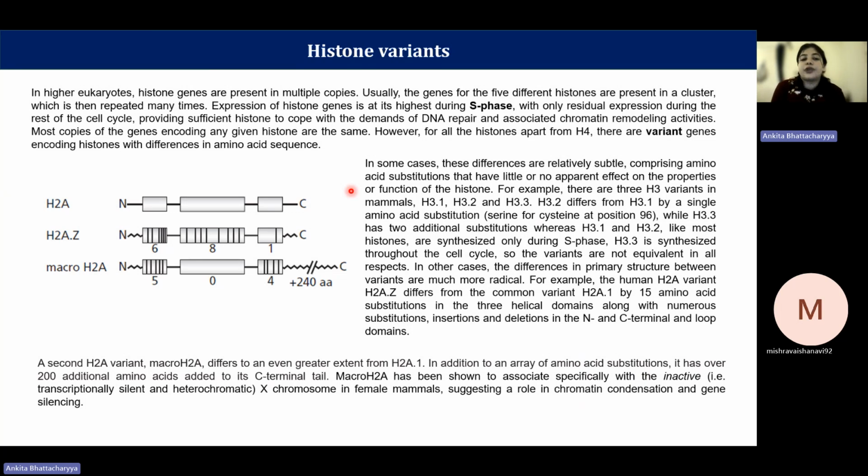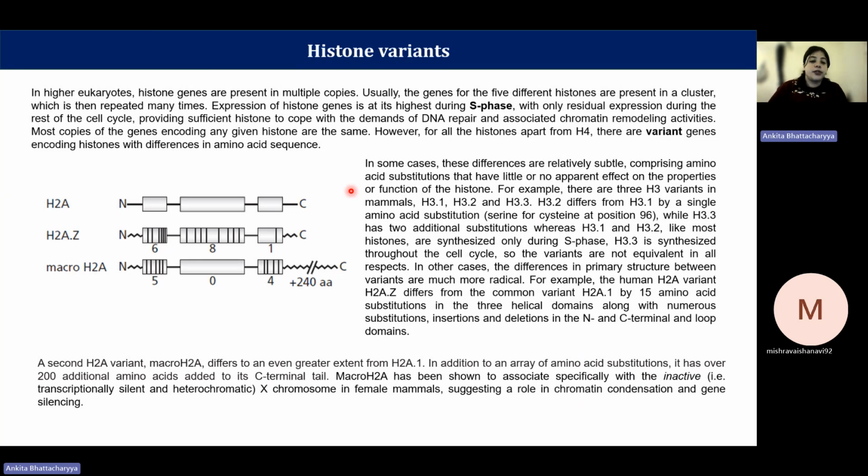So in higher eukaryotes, histone genes are present in multiple copies, and usually genes for 5 different histones are present in a cluster, which is repeated many times, and their expression is the highest during S phase. Why? Because during the synthesis phase, DNA is getting duplicated, and that DNA needs to be packaged during the remaining cell cycle. And only very residual histone gene expression occurs in the rest of the cell cycle, providing sufficient histones to cope with the demands of DNA repair and associated chromatin remodeling.